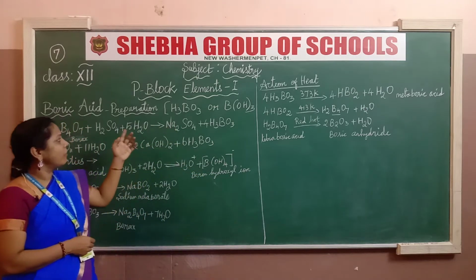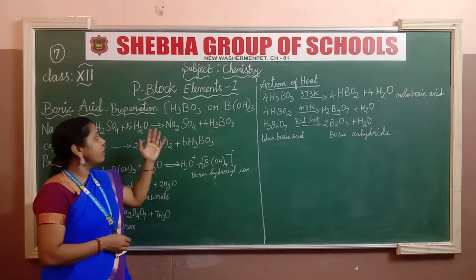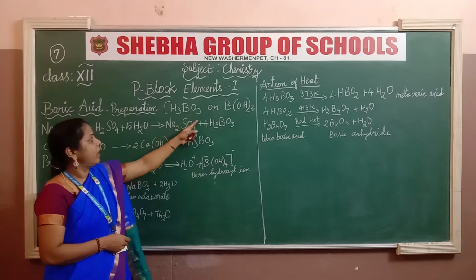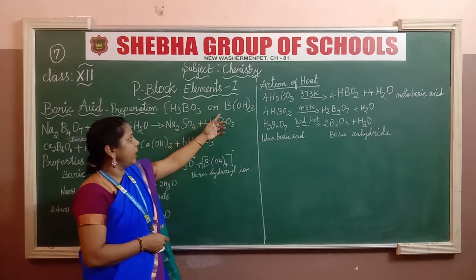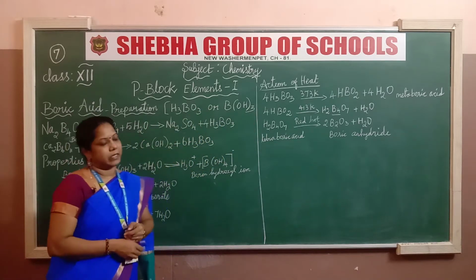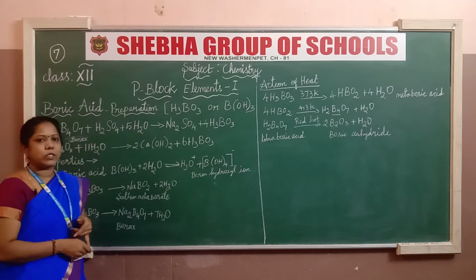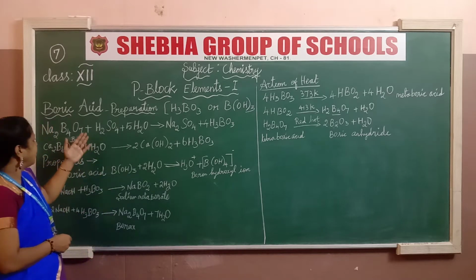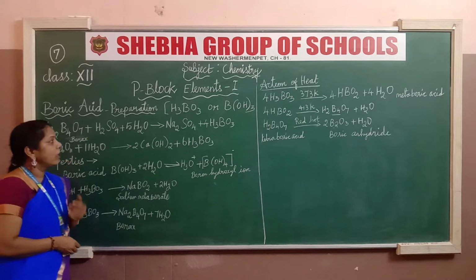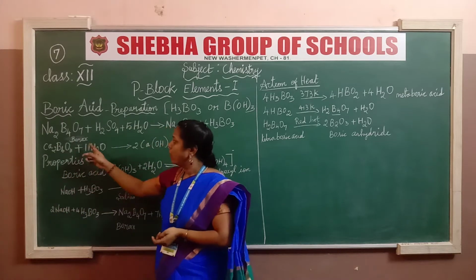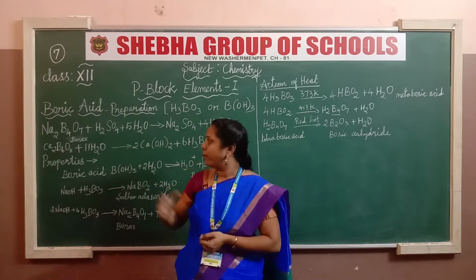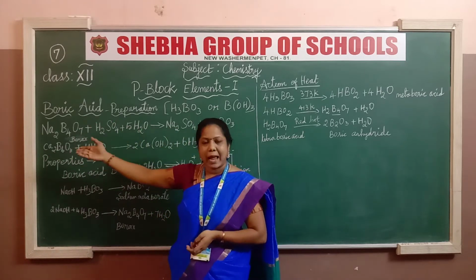First of all, we have to know the chemical formula of boric acid. It is H3BO3, or otherwise you can write B(OH)3. So this is the formula for boric acid. Okay, what are the properties along with the preparations? First of all, go for the preparations. We get boric acid from borax and colemanite.